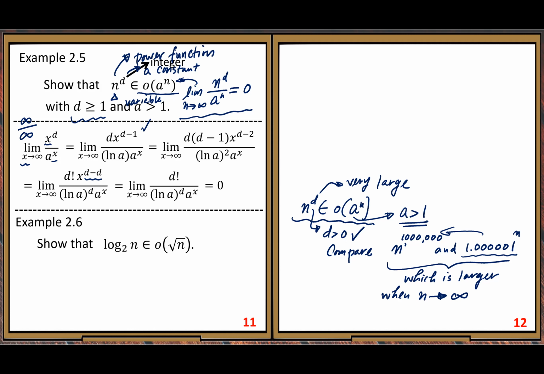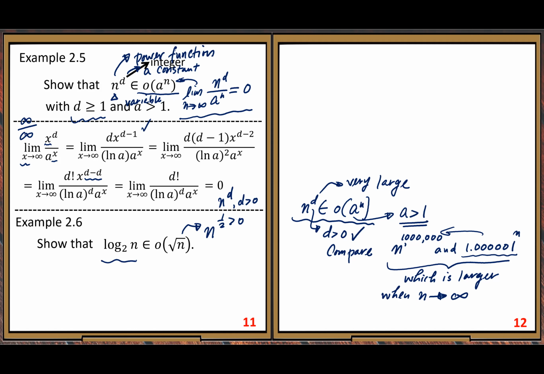This time we compare the log function and the power function. Can we treat this square root of n as a power function? Because it is n to the 1/2. Although 1/2 is not an integer, it's positive, right? So we can treat it as n to the d with d greater than 0. So it is still a power function. But this time, we consider d a small number, because we need to compare with log.